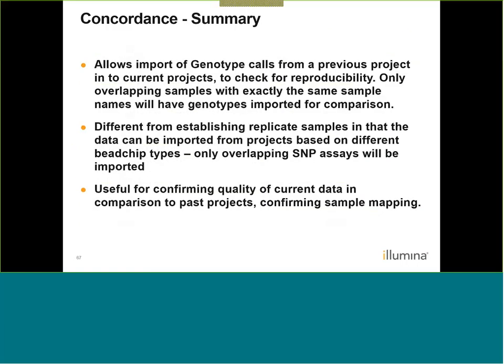So in summary, concordance allows you to import genotype calls from a previous project into current projects to check for reproducibility. Only overlapping samples with exactly the same sample names will have genotypes imported for the comparison. It's different from establishing replicate samples because data can be imported from projects based on different bead chip types. Only overlapping SNP assays will be imported. It's useful for confirming quality of current data in comparison to past projects. It's also useful for confirming sample mapping, much like replicate samples.